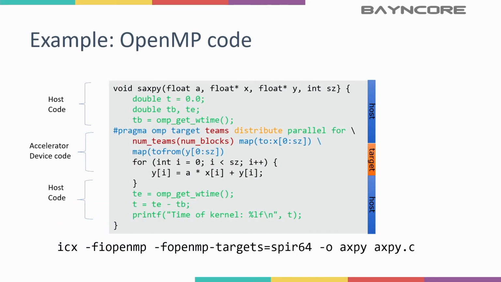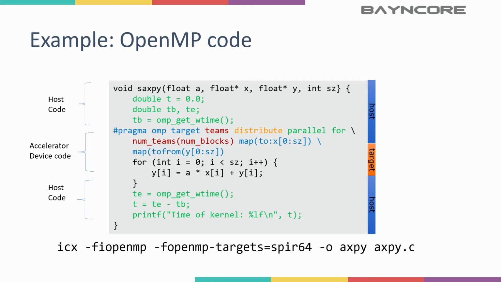Here's an example using OpenMP. The code uses standard OpenMP directives and regular C code. The same mechanism is also available for Fortran code. The offloading of the code to a device is achieved using the pragma omp target directive. The content of the for loop will run on the accelerator.